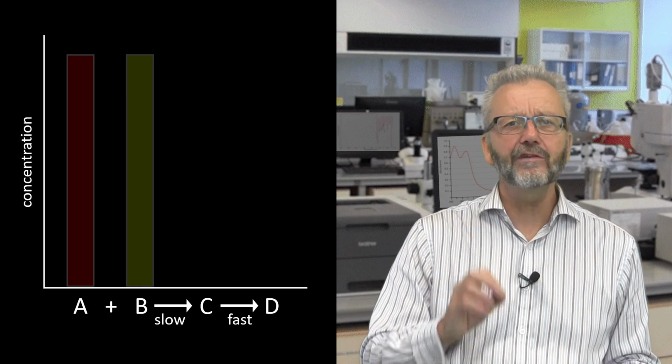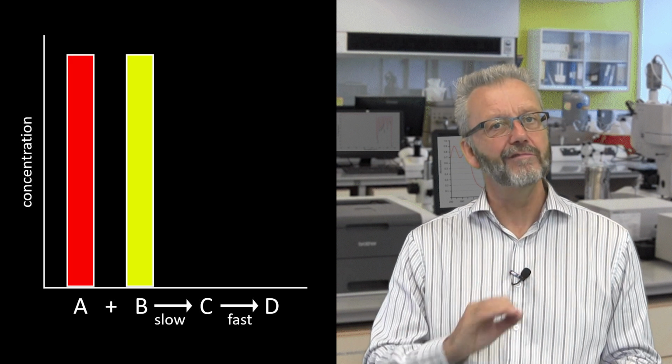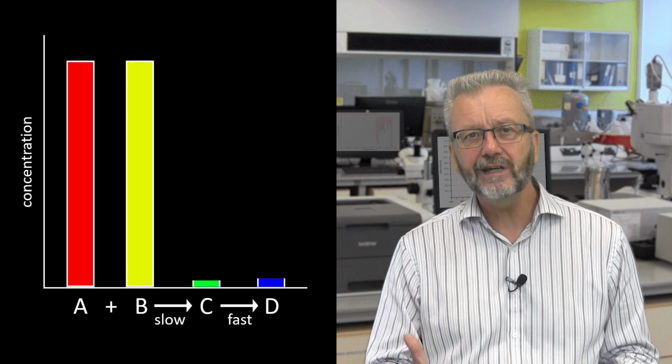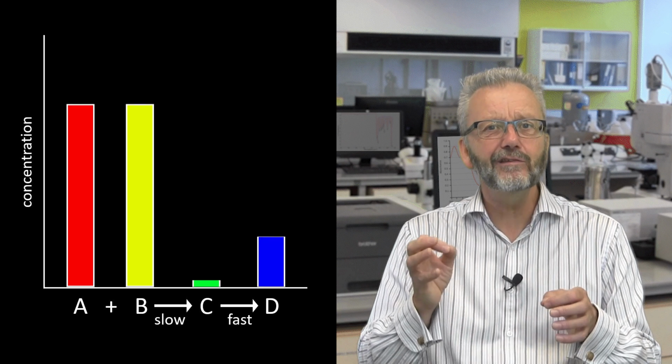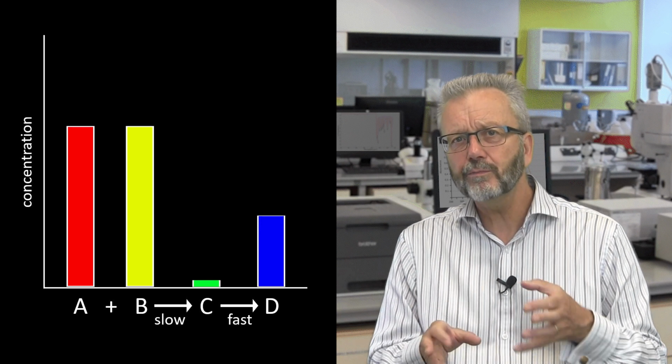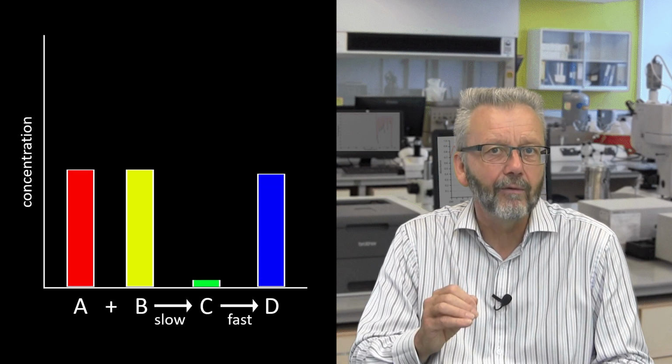Okay, so if the second step is the slow one, it's the rate determining step. But now we need to look at the other possible situation, that of the first step being relatively slow and the second one relatively fast. At the very start of the reaction, A and B are at their initial concentrations. There's no C and no D. As the reaction proceeds, C is produced and so is D. But since that first step is slower than the second, as soon as C is produced, it becomes D. So the concentration of C stays very low.